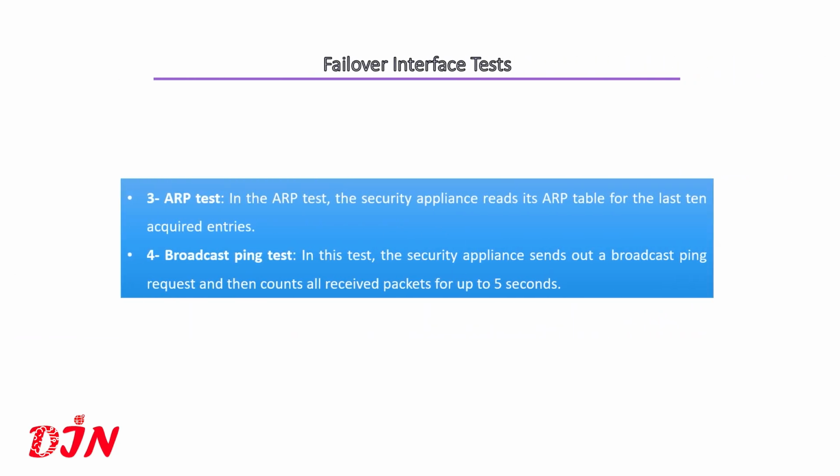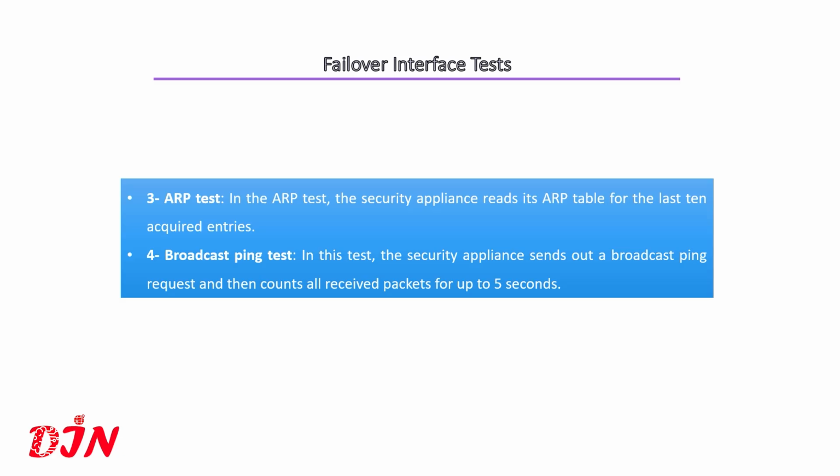Number 3. ARP test. In the ARP test, the security appliance reads its ARP table for the last 10 acquired entries. It sends an ARP request to those machines one at a time, and then counts packets for up to 5 seconds. If it receives traffic during this time window, it marks the interface as operational. If it does not receive a response from the host, it moves to the next host and sends an ARP request, and so on. At the end of the list, if the security appliance does not receive any traffic, it moves on to the ping test.